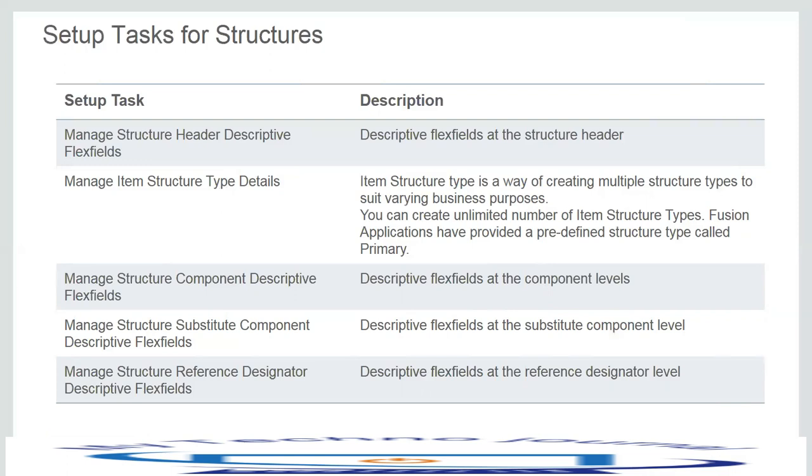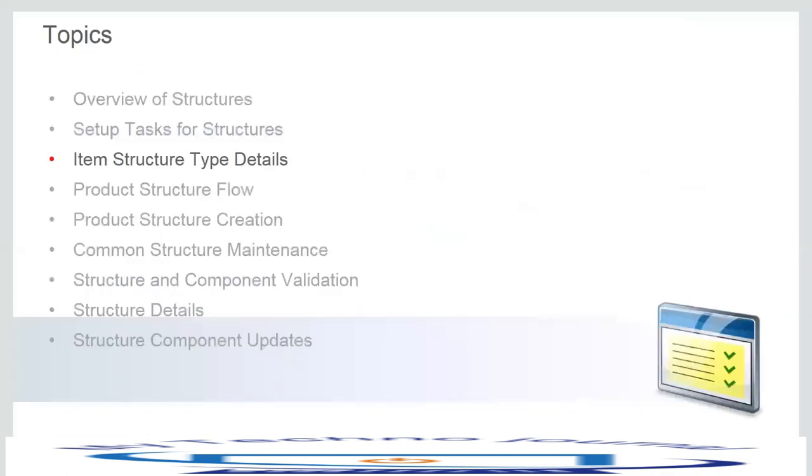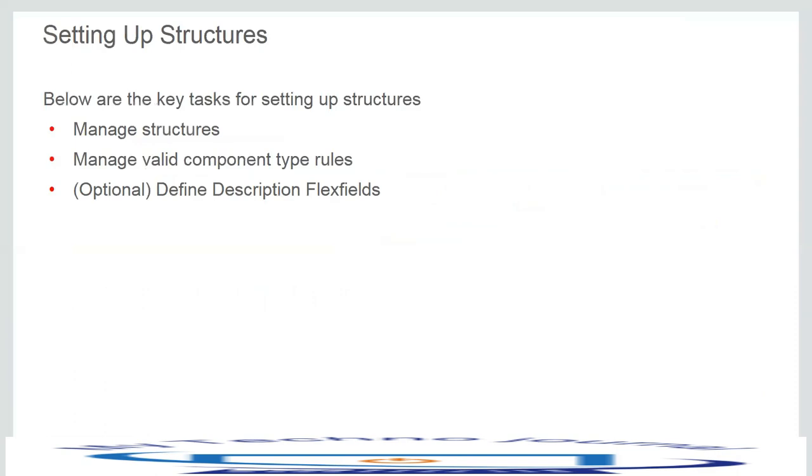And we have the task manage item structure type details, which provides a way of creating multiple structure types to suit various business purposes. So item structure type details.